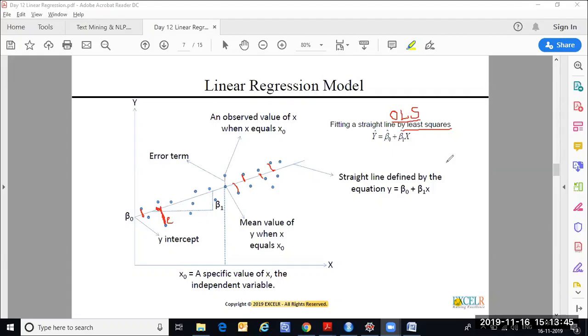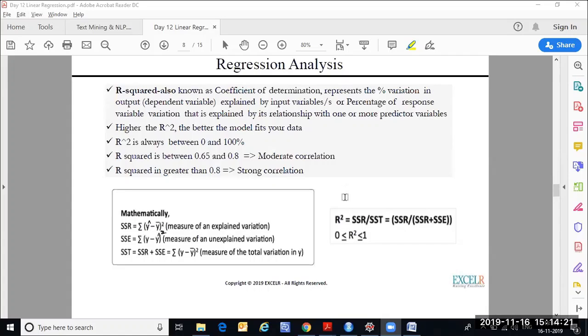Okay. Let's move forward. Now the regression is all about the regression equation y is equal to beta naught plus beta 1 x, right?